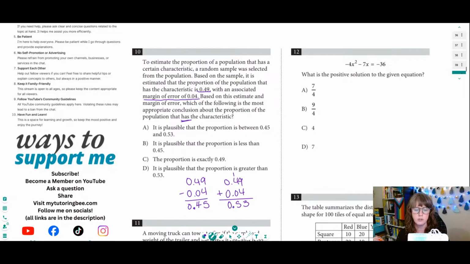So let's take a look at our answer choices. It is possible that the proportion is between 0.45 and 0.53. Those are the two numbers that we got. It is plausible that the proportion is less than 0.45. If they had asked the question in a slightly different way and said less than or lower than the people who have this characteristic, then that would be it. The proportion is exactly 0.49. We know that there is a margin of error, and it is possible that the proportion is greater than 0.53. So we know that A is going to be the choice for that one.